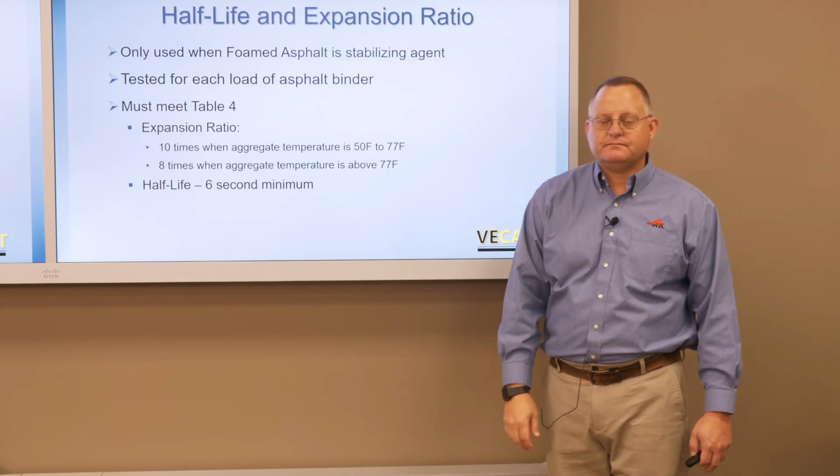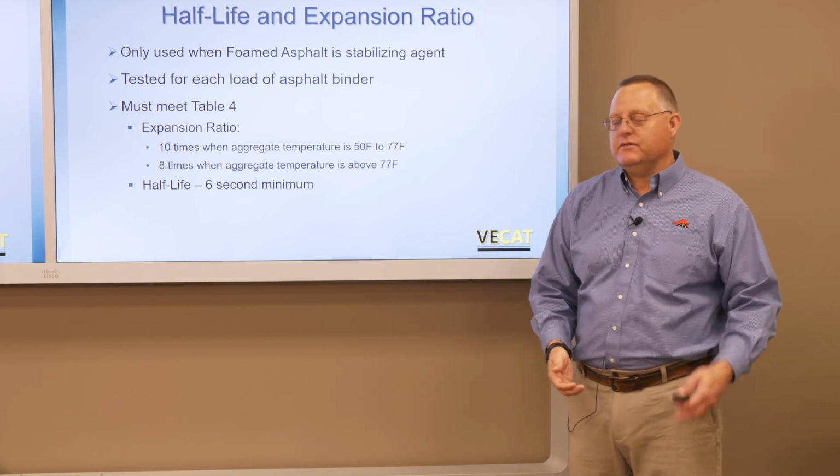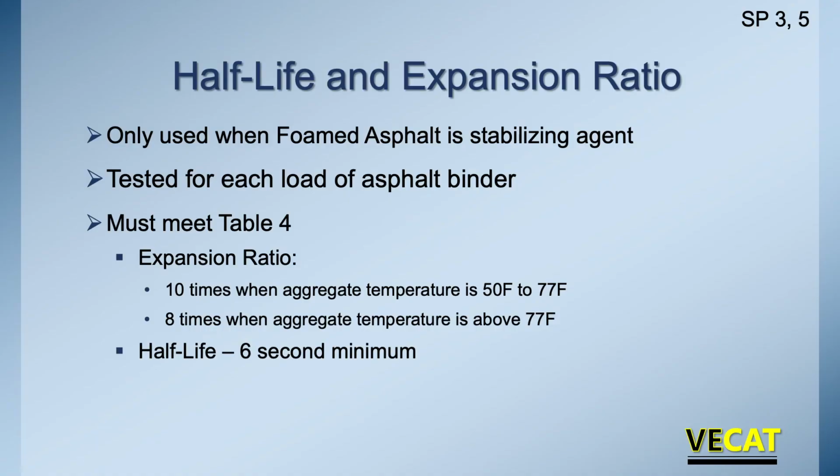We talk about half-life and expansion. Again, it only deals with foamed asphalt. So we test each load of asphalt binder. We go back, we look at Table 4. 10 times when the aggregate temperature is 50 to 77 degrees. So we measure the temperature of the aggregate, what type of expansion.